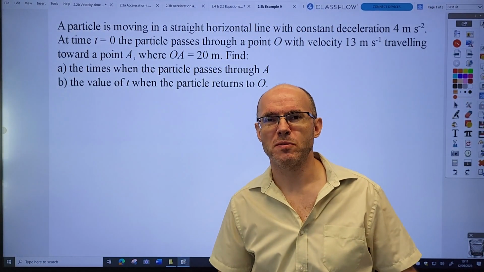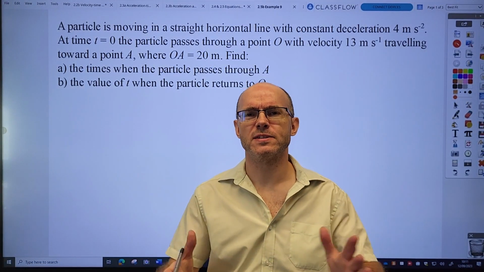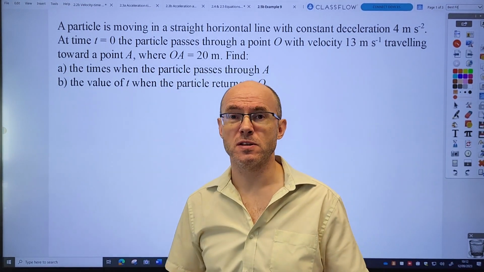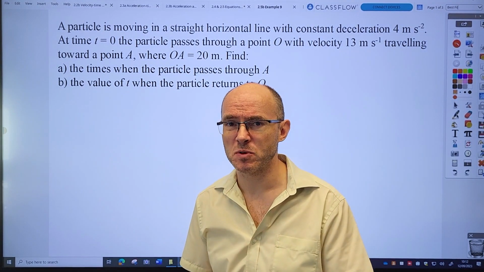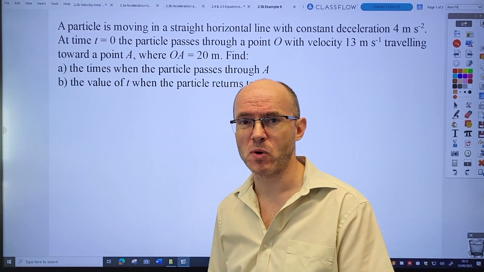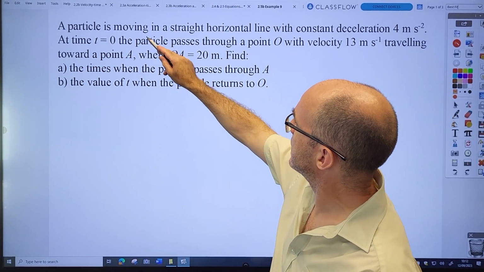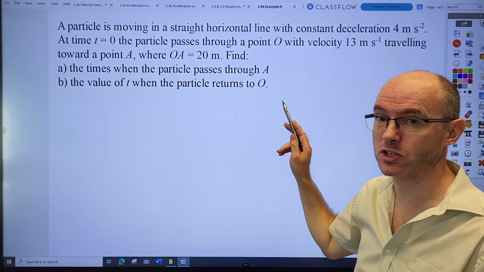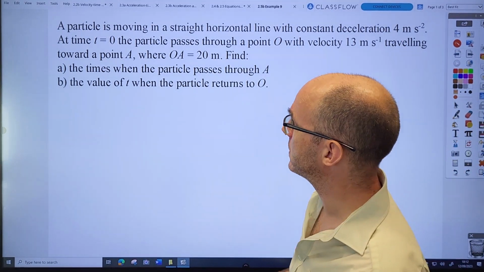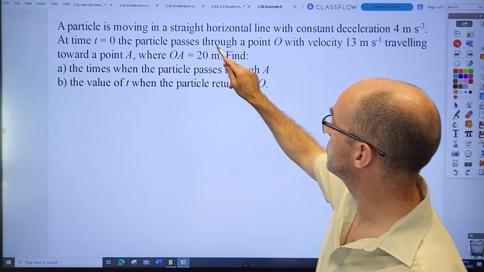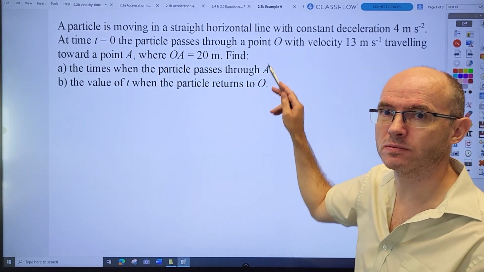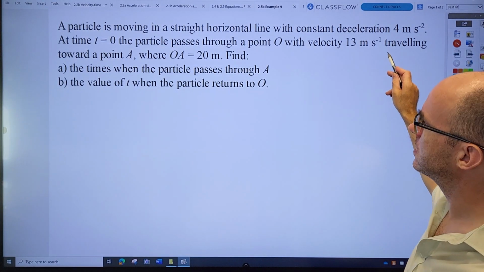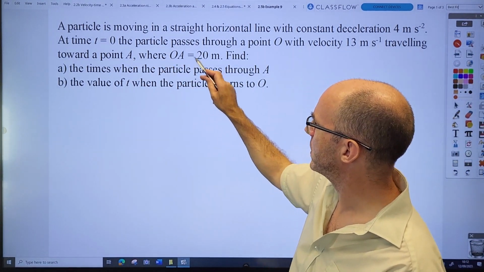Okay, I've got one more example for you. This throws up some really nice things. So a particle. Remember what a particle is? It's so small that the dimensions can be negligible. You can just draw it as a point. It is moving in a straight horizontal line with constant deceleration of 4 meters per second squared. At time t equals 0, the particle passes through point O, often called the origin, with velocity 13 meters per second, travelling towards point A, where OA is 20 meters.